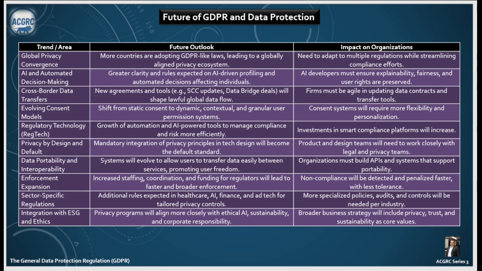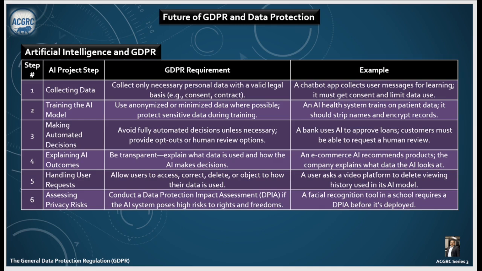You can pause the screen and go through each item. It is self-explanatory and you can dig deeper. From an artificial intelligence and GDPR perspective, collecting data: collect only necessary personal data with a valid legal basis. Example, a chatbot app collects user messages for learning. It must get consent and limit data use.